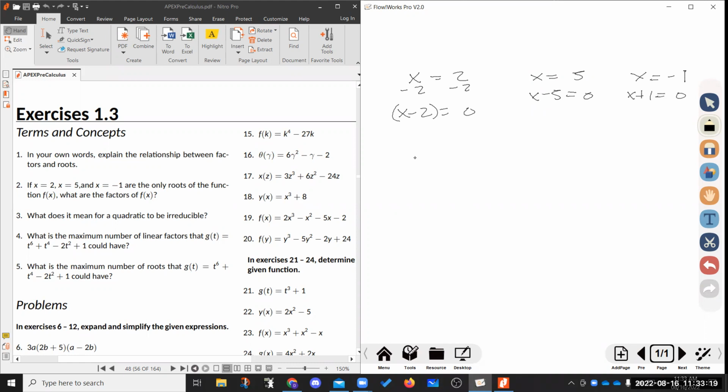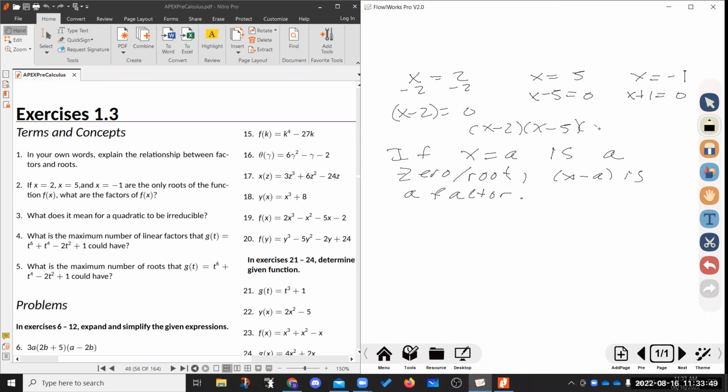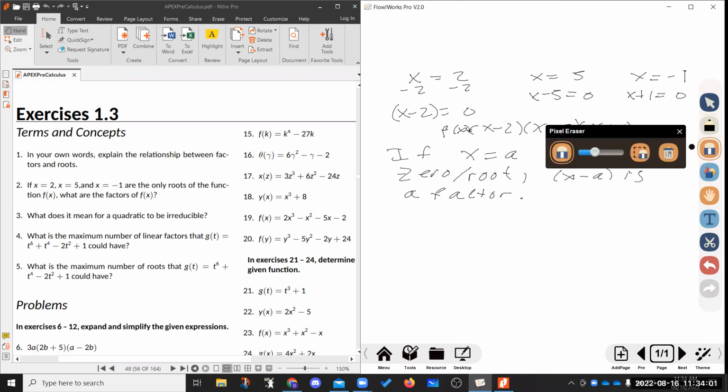There's a third factor. So there's a zero factor property that says if x equals a is a zero or a root, x minus a is a factor. That's our zero factor property. So our factors are going to be x minus 2, x minus 5, x plus 1 for f of x equals. And we don't know how many times they appear as a factor. We're going to assume one time because it didn't tell us differently.